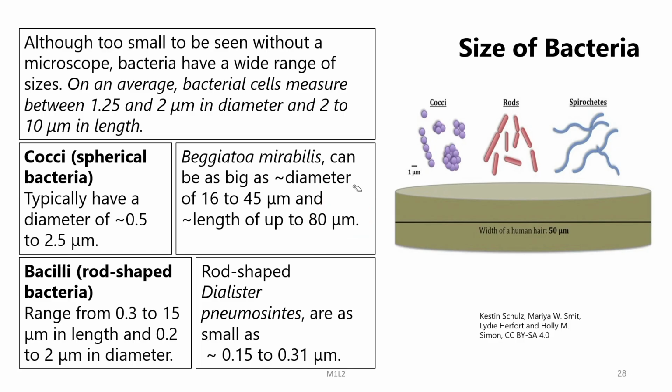Similarly, there are bacilli or rod-shaped bacteria. Their size ranges from 0.3 to 15 microns in length and 0.2 to 2 microns in diameter, and there are certain species called Dialister pneumosintes. These are as small as 0.15 to 0.31 microns.